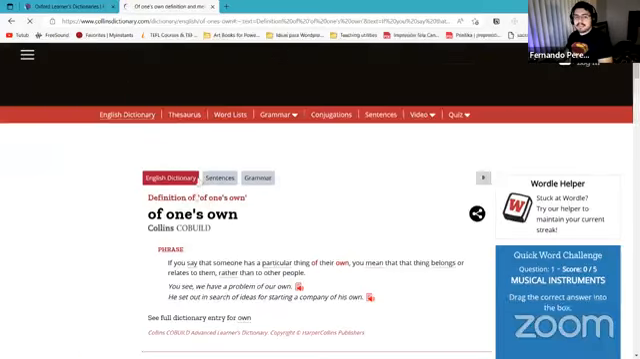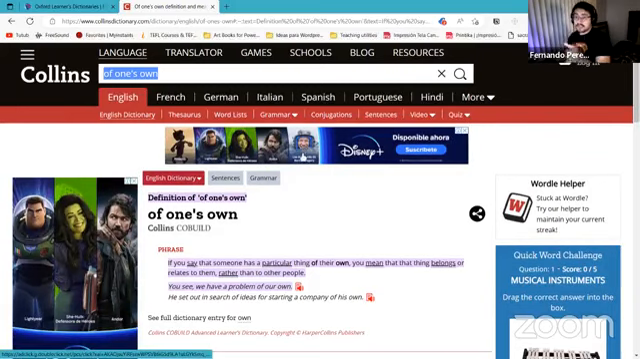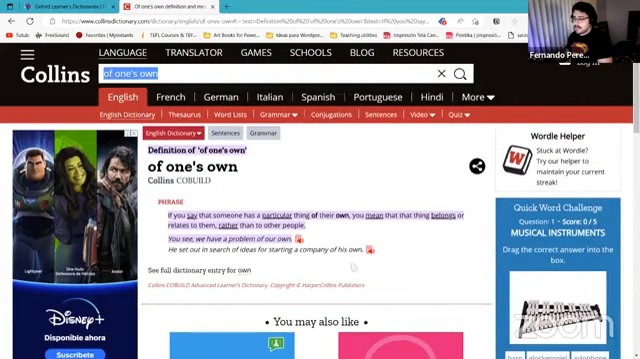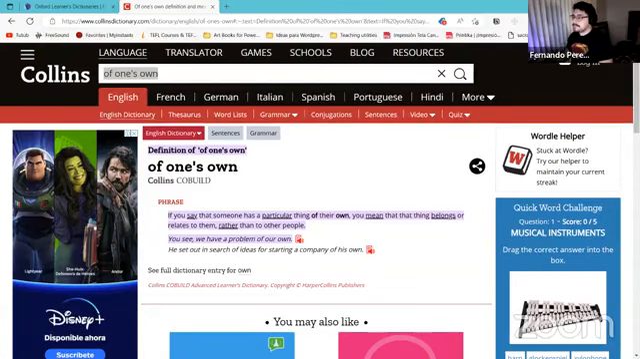Let's start with this definition. I am looking in the Collins Dictionary because this is a dictionary that contains a lot of chunks, a lot of phrases, so this one is a very good one. Help me with this one, Isaac. Definition of one's own: if you say that someone has a particular thing of their own, you mean that thing belongs or relates to them rather than other people. And the example is, we have a problem of our own. That's right.